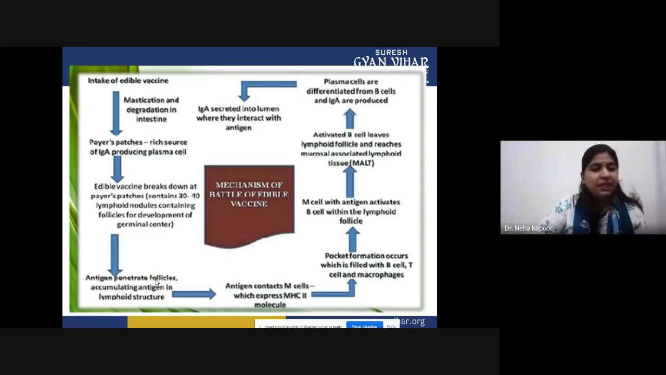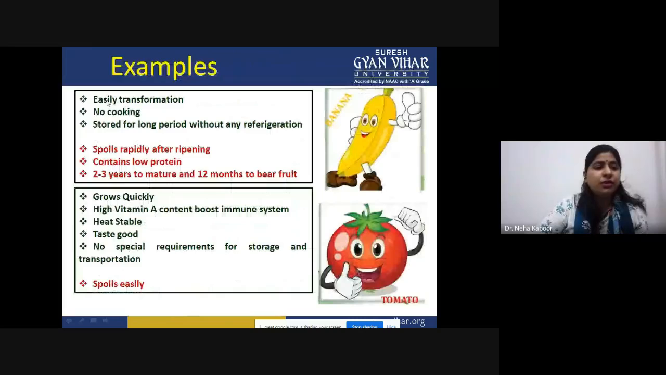In the case of banana, transformation is quite easy. There is no cooking required. You can store it for a longer time without any refrigeration. However, there are a few limitations. It can spoil rapidly after ripening. It contains low protein content. It is also quite a time-consuming task if you want to prepare an edible vaccine in banana.